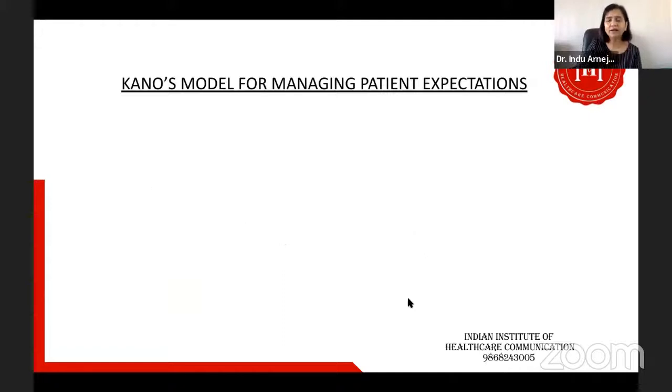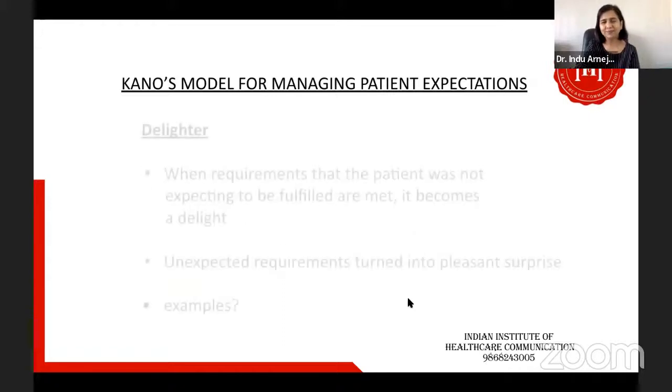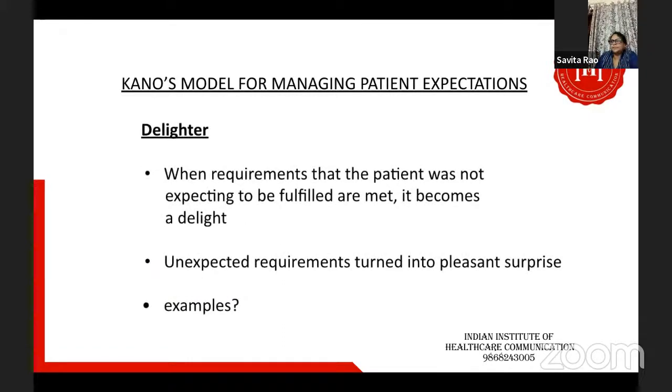The third category is delight or the delighter. So when the patient has requirements, but does not expect them to be fulfilled, when they are met, it becomes a delight. For example, as of now, I don't think we are regularly communicating or informing the patient that the doctor is not available on this date. So in case you have booked an appointment, please don't visit. Do we do that?